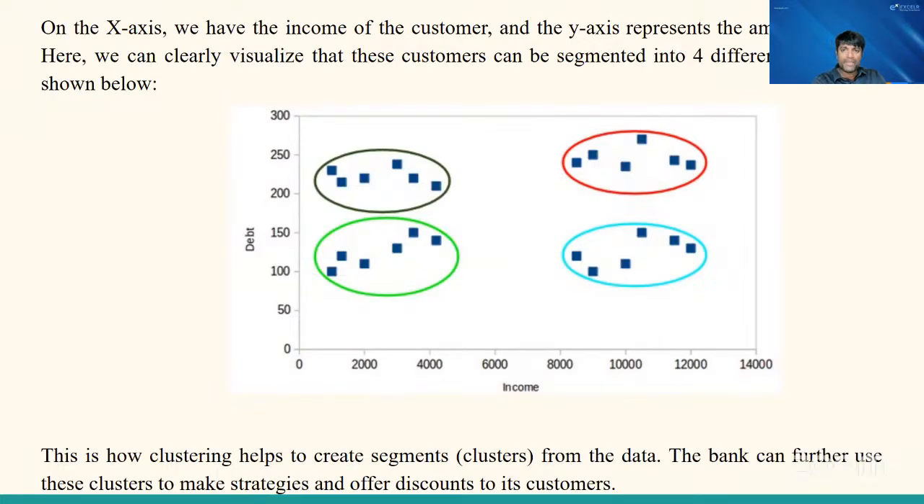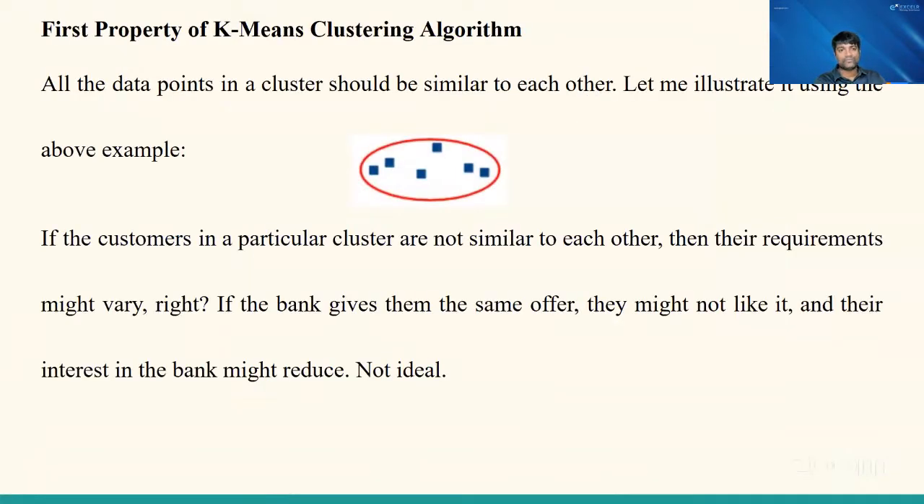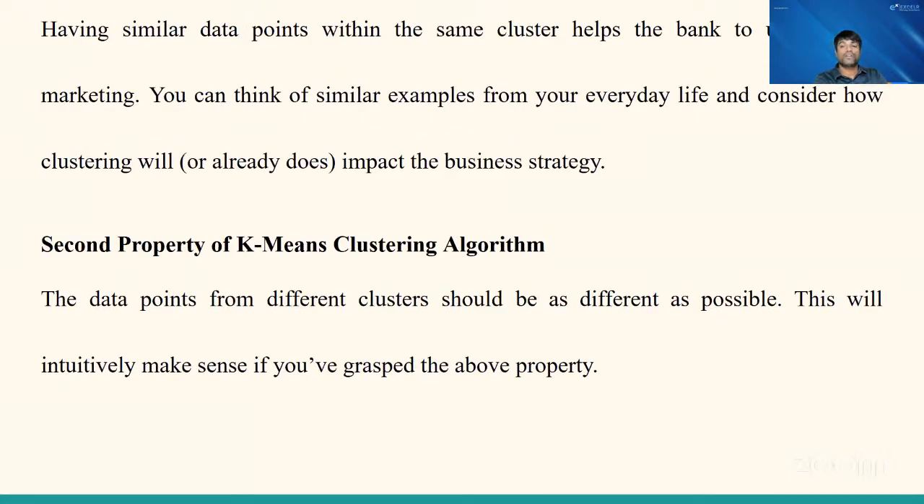Now, based on this segregation, what can the bank do? The bank can further use these clusters to make even more strategies and offer discounts to the customers. As I already told you, the nature of data points within the cluster should be very similar. See here one more example. If the bank gives them the same offer, they might not like it, and their interest in the bank might reduce, which is not ideal. So even though it is within the same cluster, targeting the customer on the right basis is very important. That is what each business will strategize when they implement it. That is why clustering plays a very important role when identifying the right kind of customers to sell your product.